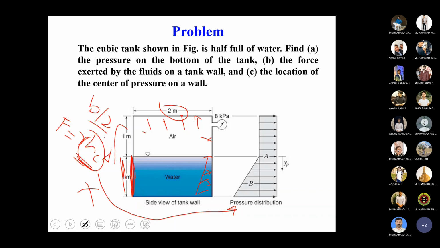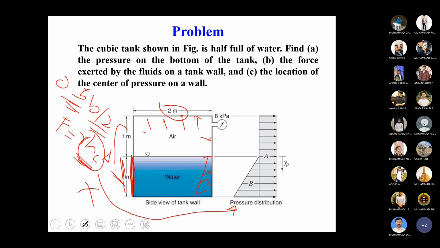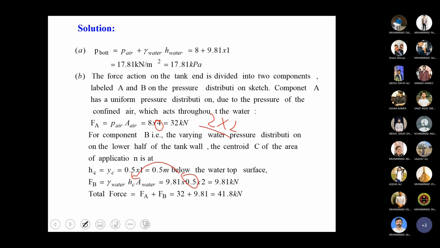So what is the b/2? 1 meter, it would be 0.5. Okay, so HC would be 0.5, and the area, obviously the area for water is 2 times 1, so we will take the area 2 into 1. Okay, यस सर. So finally we will find the total force by summation of F of A plus F of B.